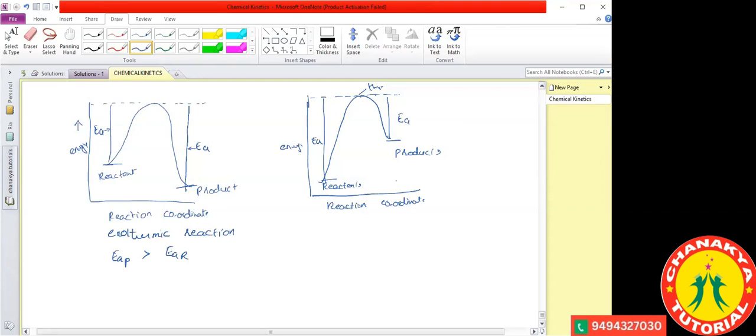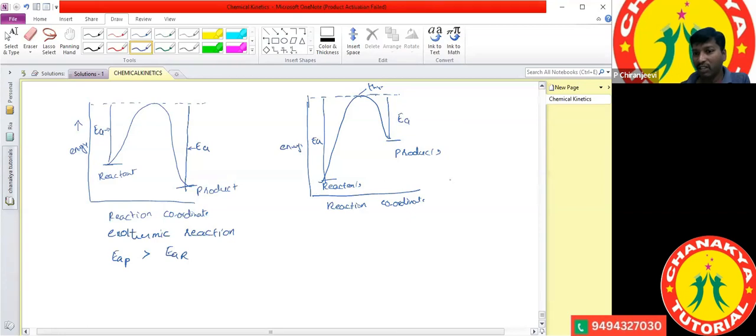If the reactants have the greater activation energy, that is, the activation energy of the reactants is greater than that of the products, then the given reaction is exhibited as an endothermic reaction. Now you got the clarity? So based on the activation energy also we can classify the reaction.